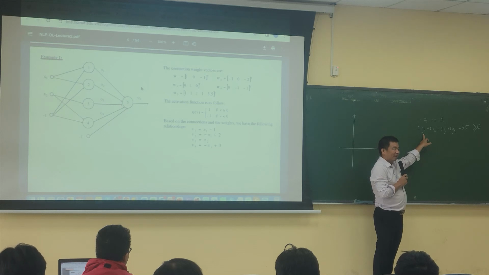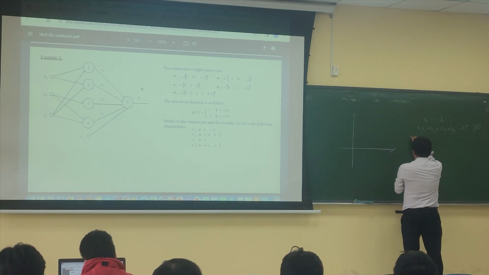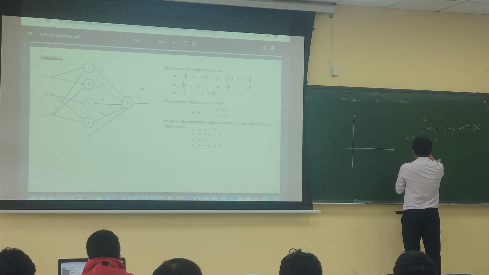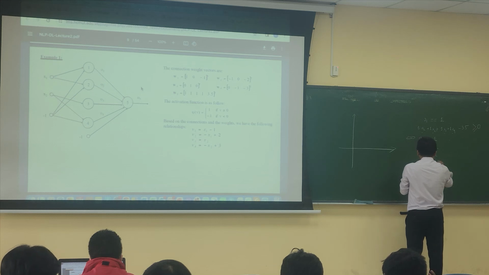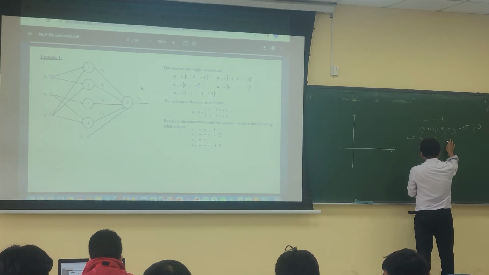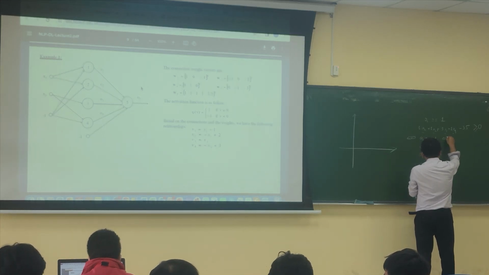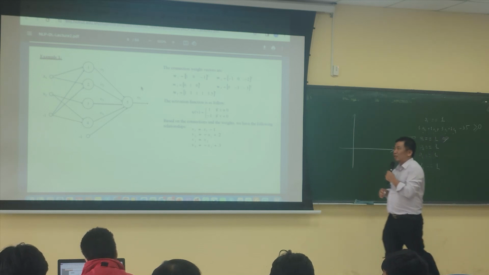Not number 1. Only this one. Okay, so there is only one possible solution. So what does it mean? It means that O1 is greater than 1.